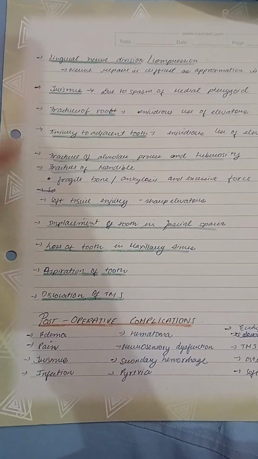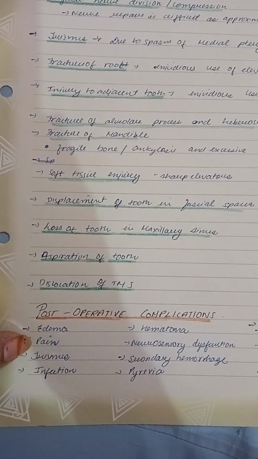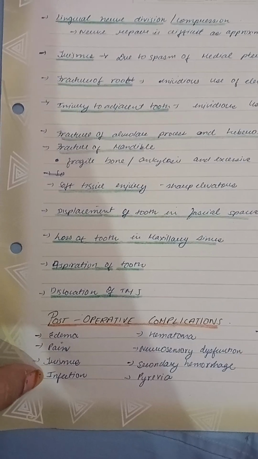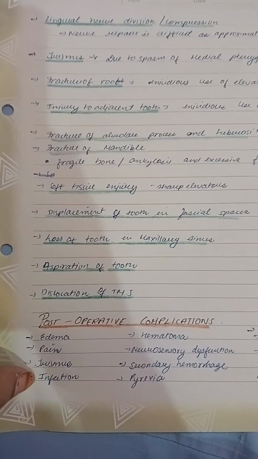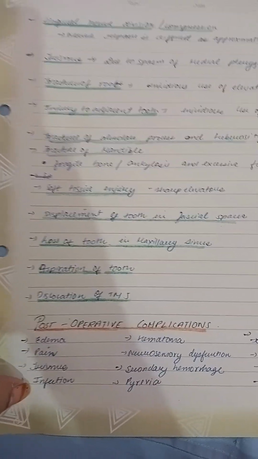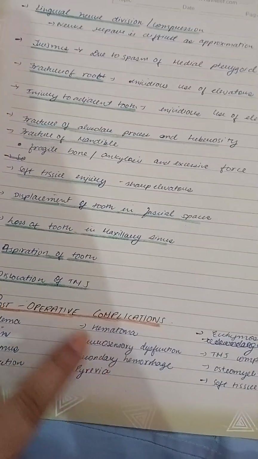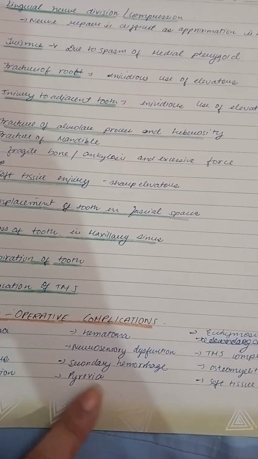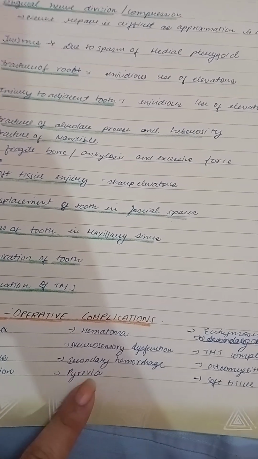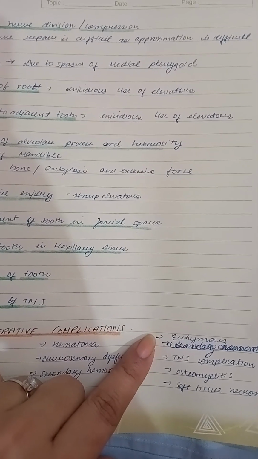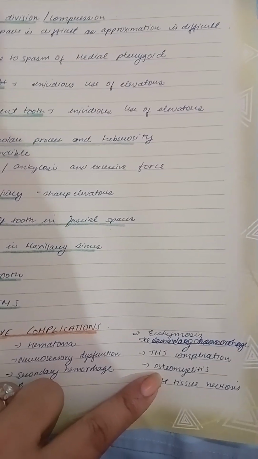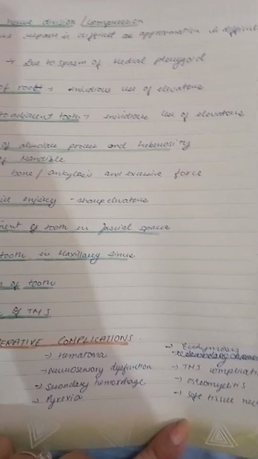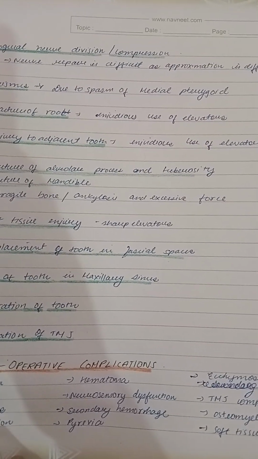Now coming to post-operative complications: edema, pain, trismus, infection. These are also local complications of LA, so we have dealt with these in detail. Hematoma also. Then there can be neurosensory dysfunction if lingual nerve damage occurs. Secondary hemorrhage, pyrexia, ecchymosis, which are red spots on the cheeks, TMJ complications, osteomyelitis and soft tissue necrosis. These are the post-operative complications.